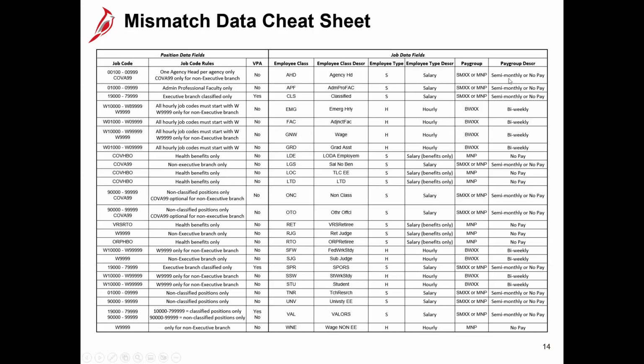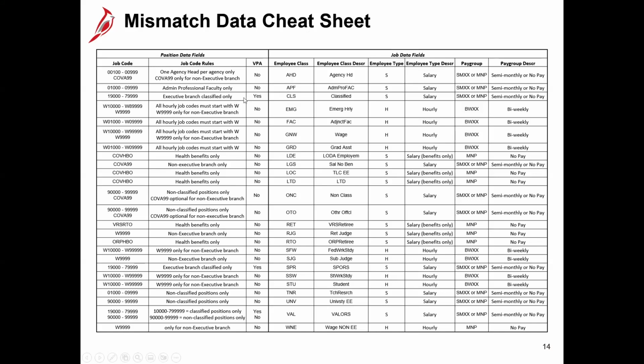And then in order to expand upon that, we are sharing with you some fields on job data that need to align with the type of position. So if you're dealing with a salaried position, say a classified position, you should be in the job family of the 19,000 through 79,000 job code area criteria.